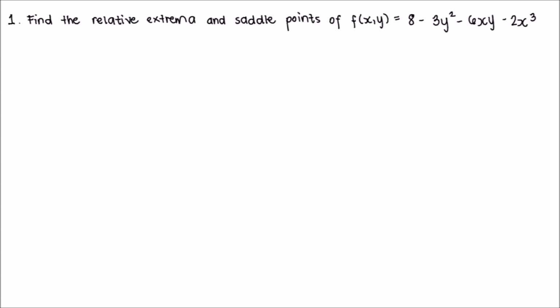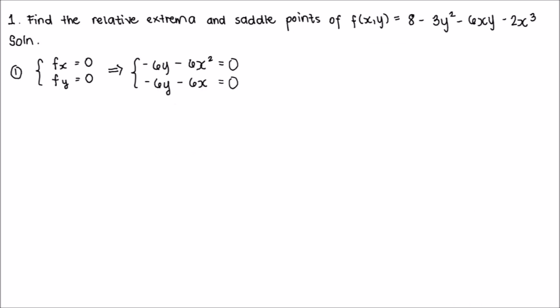As an example, let us find the relative extrema and saddle points of f(x, y) = 8 minus 3y squared minus 6xy minus 2x cubed. First, let us solve this system of equations. What is f sub x? If we treat y as a constant, then the derivative is negative 6y minus 6x squared. For f sub y, let us treat x as a constant, so we have negative 6y minus 6x.